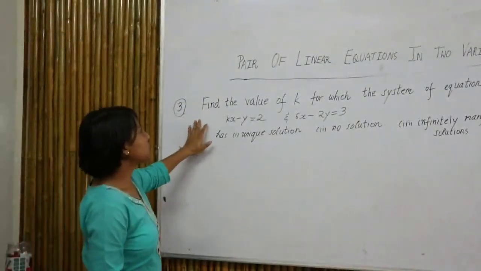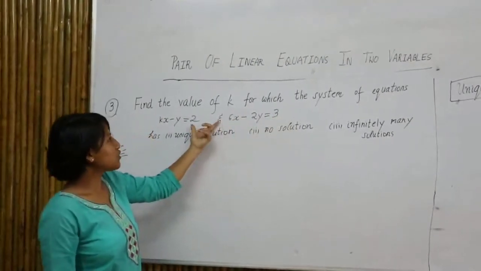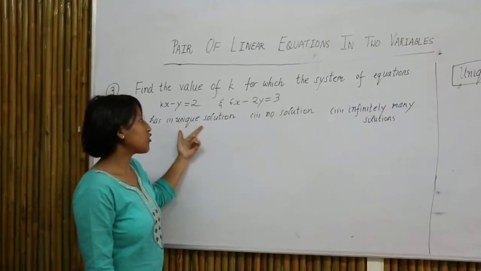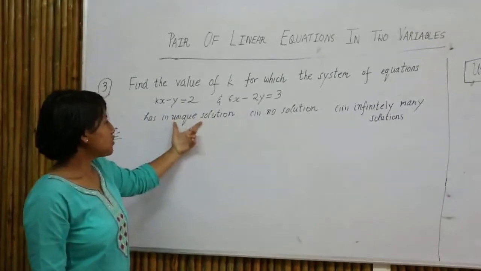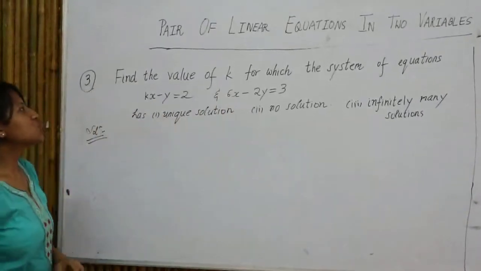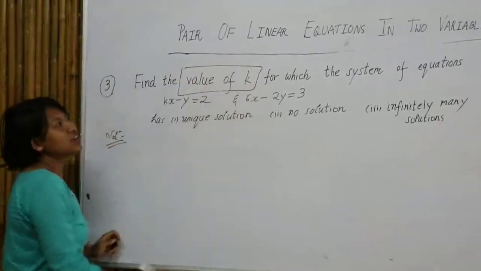So this next question, you have to find the value of k, given these equations, whereby it has a unique solution according to the condition. Unique solution, no solution, and then finally many solutions. So our aim is to find the value of k according to the conditions.